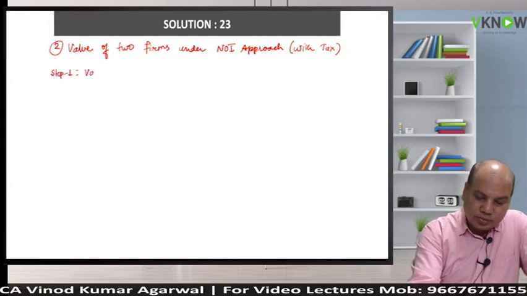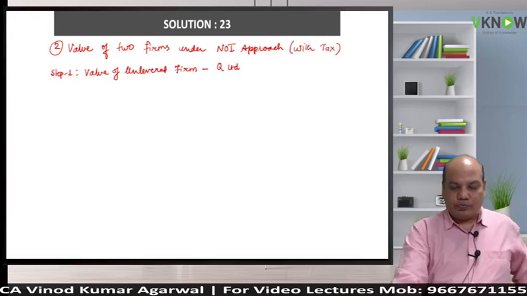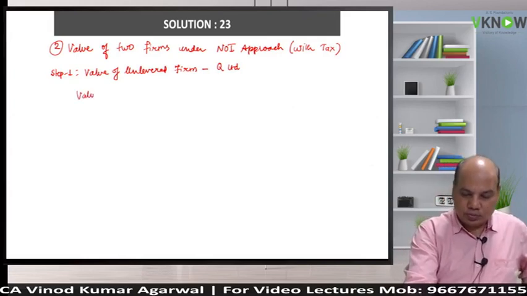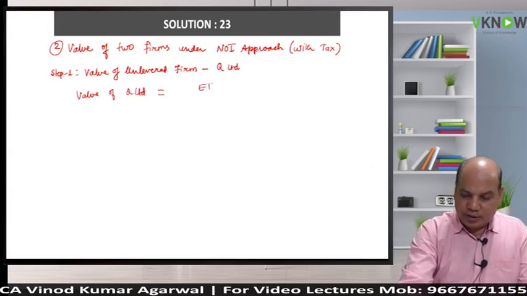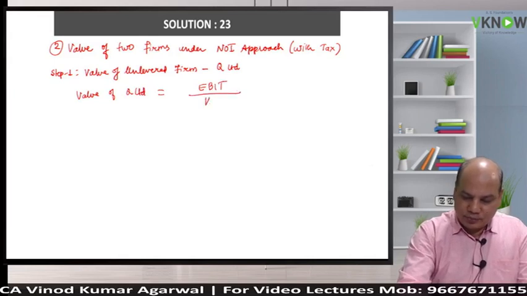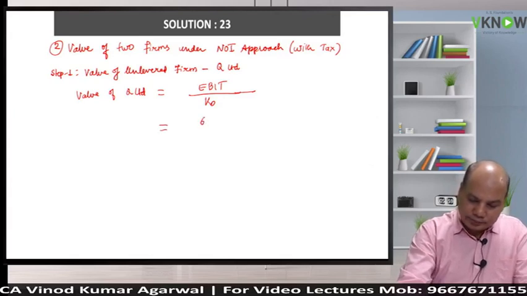Step 1, the value of the unlevered firm we will calculate first. Which is the unlevered firm in this example? Q. So write down the value of Q Limited is EBIT upon KO. EBIT is 6 lakh, is it right?